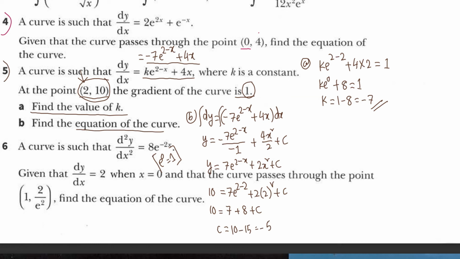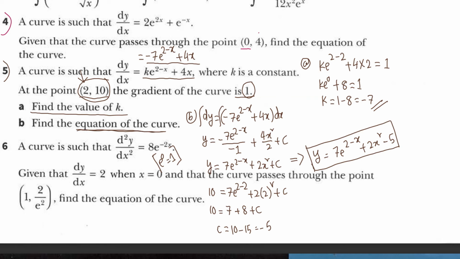So therefore, by putting this value of c in this equation, you can write the expression y equals 7e to the power 2 minus x, plus 2x square, and the value of c is minus 5. So this is our curve equation. Question B was asking you to find the equation of the curve.